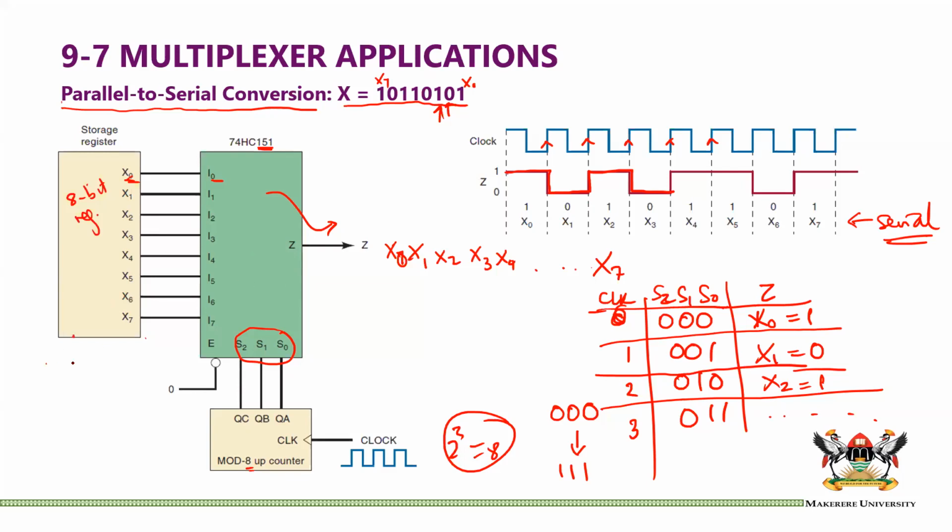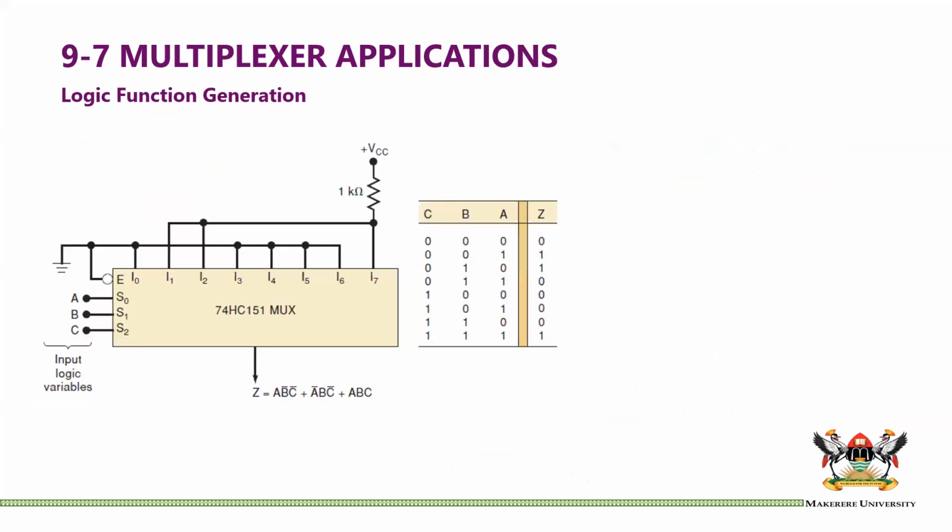As you can see, this is a register, and so this information is stored here in parallel. It is available there at the same time, but we are using a counter to generate our select inputs, and with this multiplexer, we are able to extract 1 bit at a time, and because of that, we can convert that into serial.